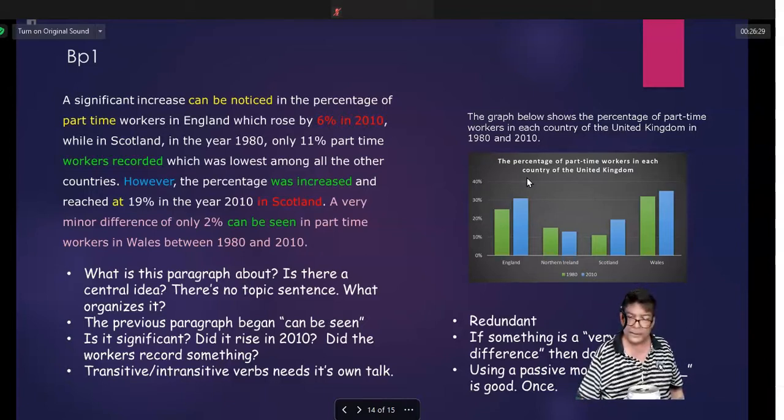Now, is that a significant increase? Well, it's debatable, I suppose. You could call it a significant increase, but I don't know. I think I need more for it to be significant. While in Scotland, in the year 1980, just 1980 is fine, only 11% part-time workers recorded, all right, recorded, did they record it? Was lowest amongst all the other countries.